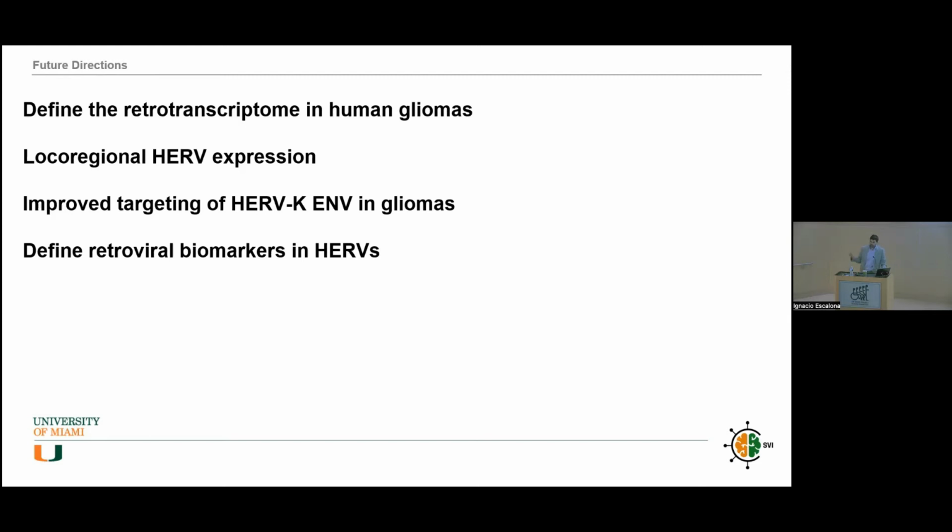If this is being produced on the surface of cells, can we make CAR T cells against HERV-K envelope, or HML6 for that matter? And so we're working with collaborators to make a nanobody CAR T cell against gliomas. It's already been patented. So hopefully we're going to see some good preclinical data in the next few months looking at CAR T cells against HERV-K envelope.